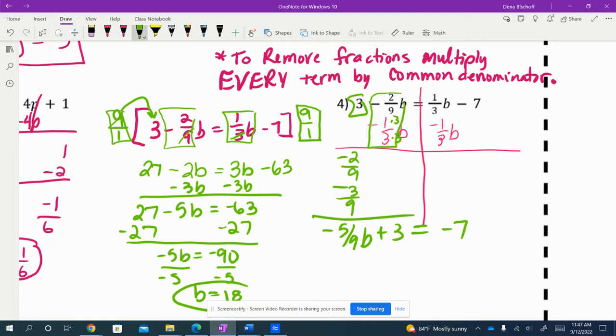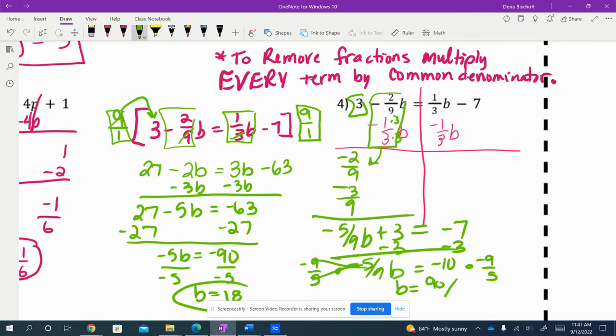I just took this and I moved it here so you could see the math operation. Now I'm going to subtract 3 from both sides. Negative 5/9 b equals negative 10. And how do I get rid of a fraction coefficient? Multiply by the reciprocal. These cancel out. B equals, let's see, 9 times 10 is 90. This is over 1. 1 times 5 is 5. Oh, 90 over 5. Isn't that what we got last time? We got a negative 90 over a negative 5, which is still a positive, which means that B equals 18.